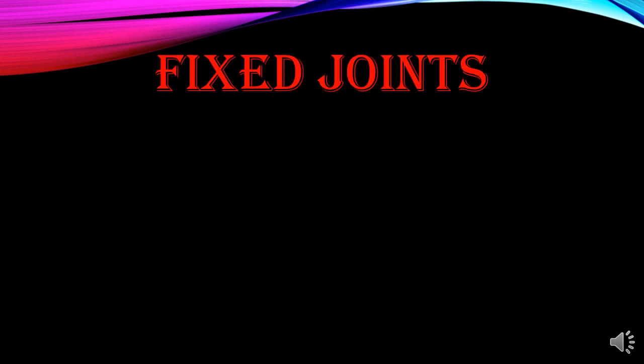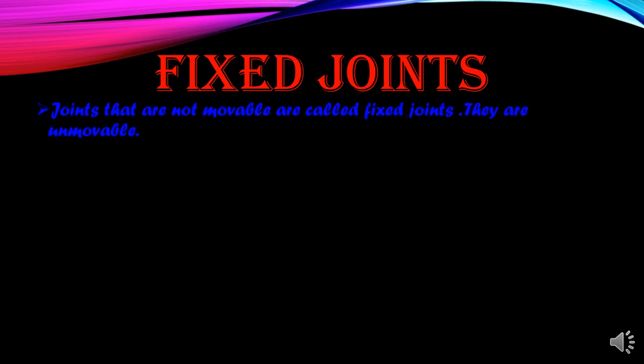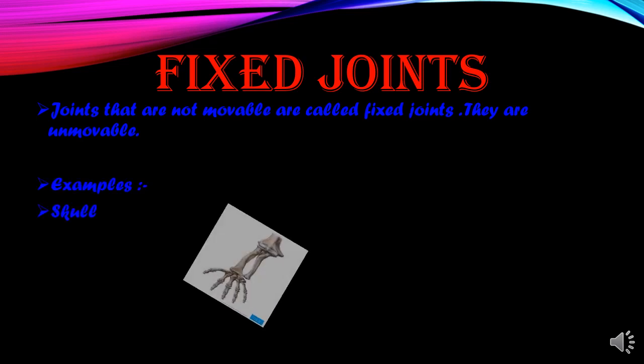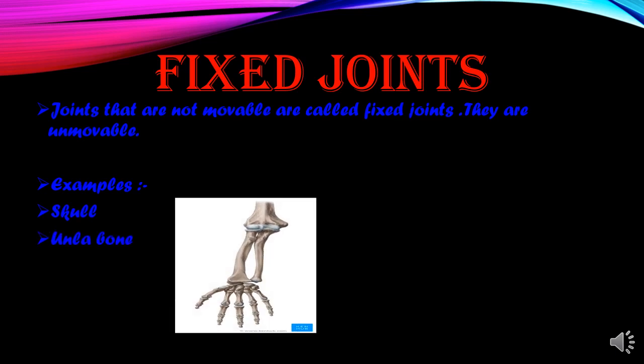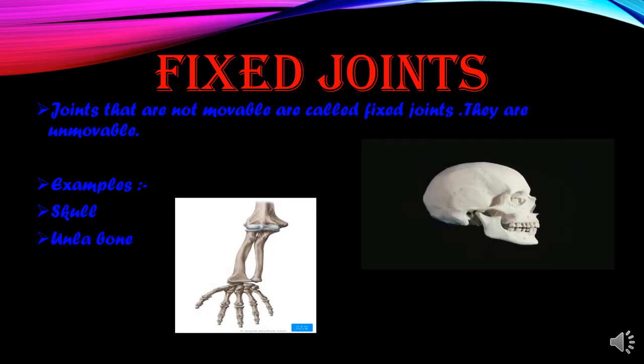Now let's see what is a fixed joint. Joints that are not movable are called fixed joints. They are immovable. Examples are skull. The second example is under bone.